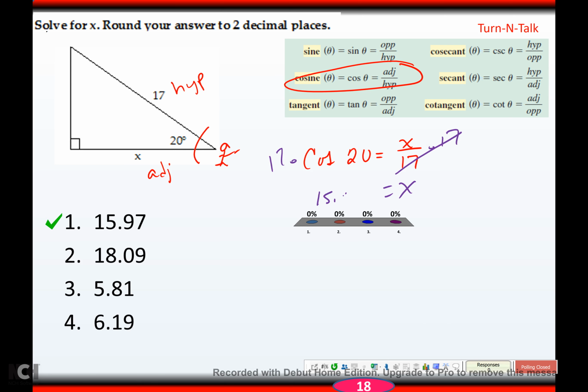And you get 15.974. The 4 isn't going to bump it up, so it's 15.97.